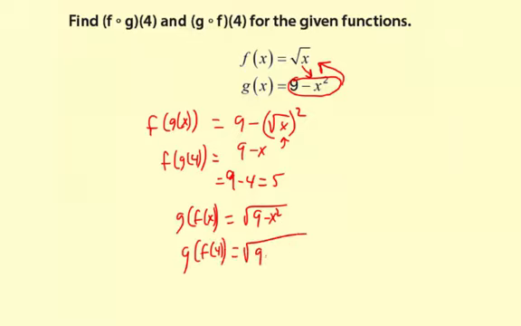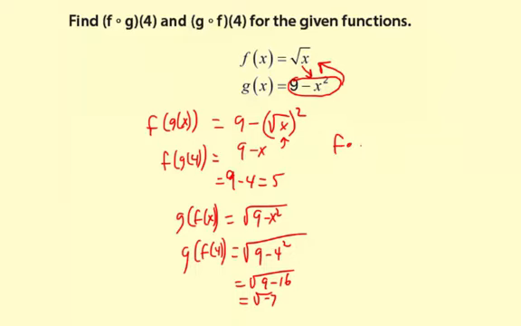square root of 9 minus 4 squared, which is the square root of 9 minus 16, square root of negative 7. That's not defined in the real number set, so we're going to say not defined for that guy.